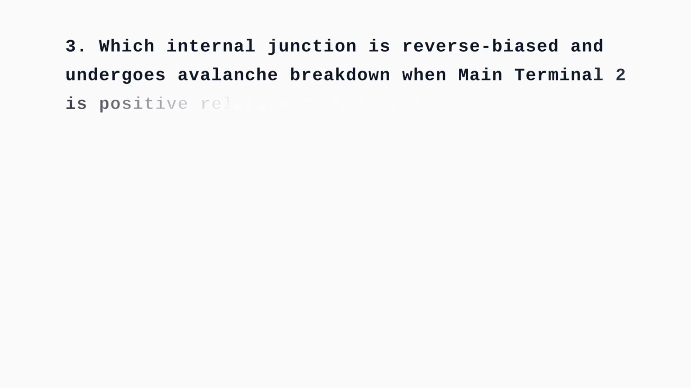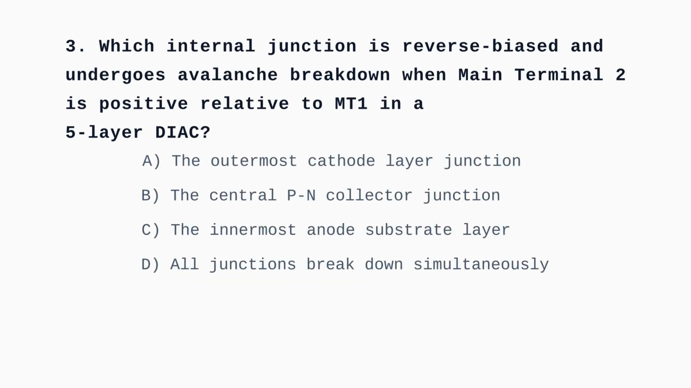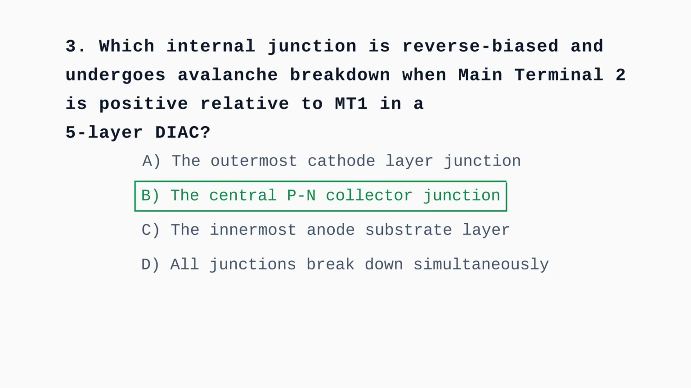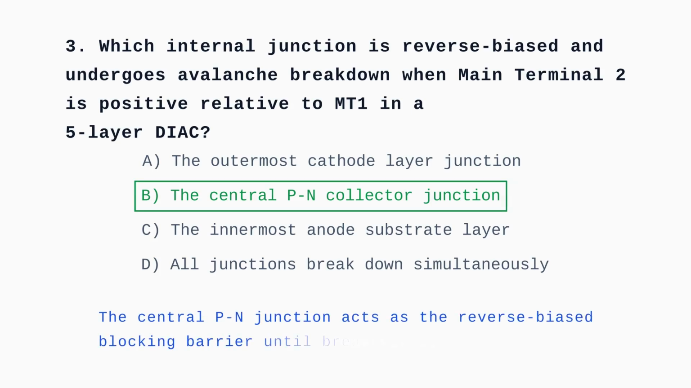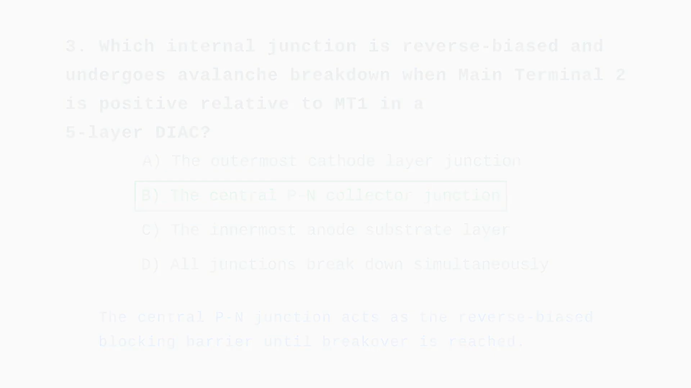Question 3. Which internal junction is reverse biased and undergoes avalanche breakdown when main terminal 2 is positive relative to MT1 in a 5-layer DIAC? When bias is applied across the main terminals, the outermost junctions are forward biased, while the central PN junction blocks current until it is forced into avalanche breakdown.